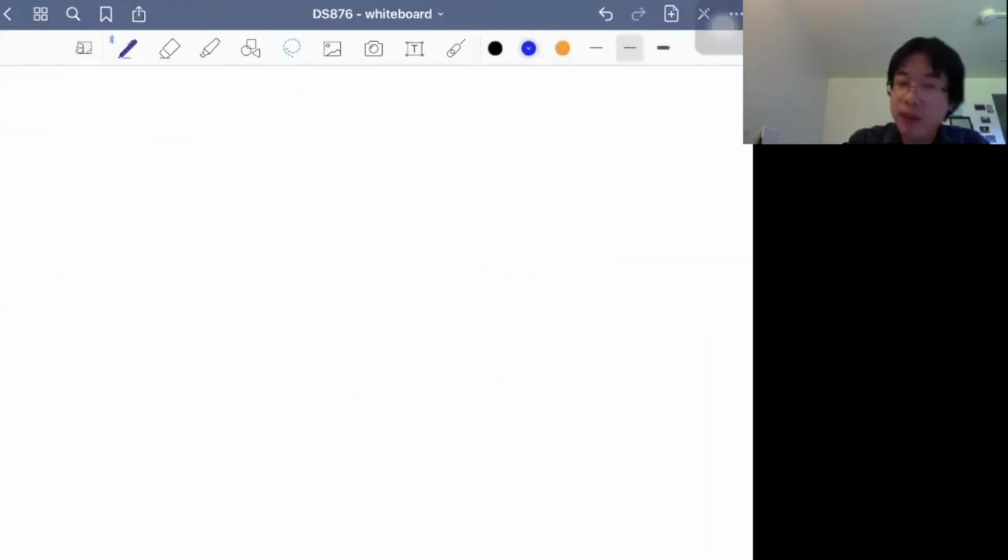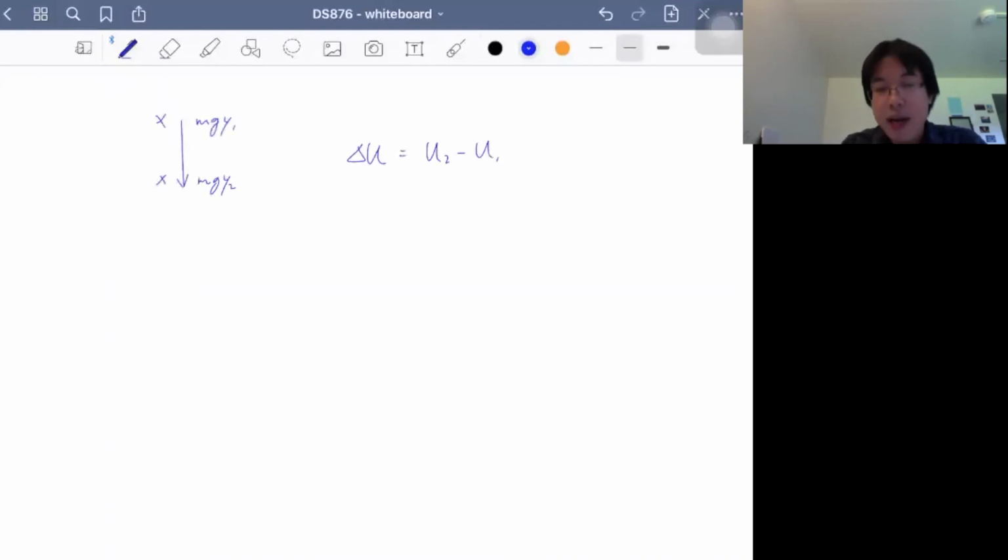You need a reference point, but how about the difference? In gravity, if you move something from here to here, what's the difference in potential energy? You take mgy1 minus mgy2, right? So here is the same concept. You take U2 minus U1.